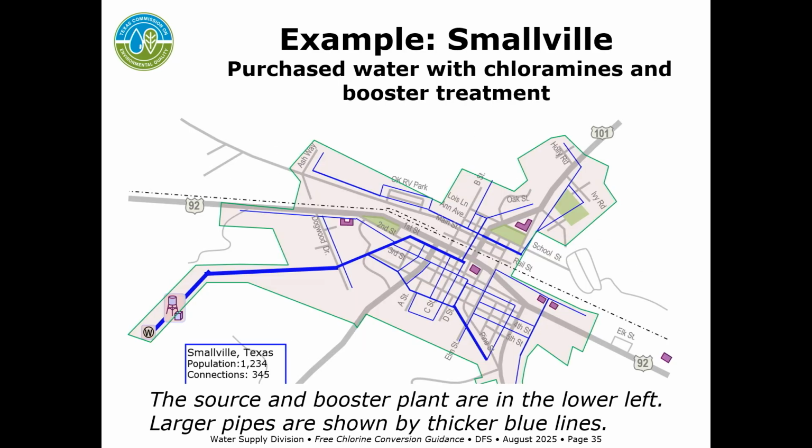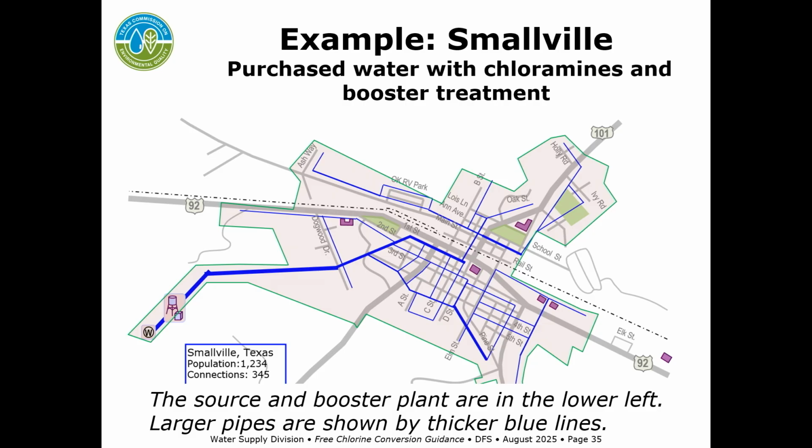All right, I'm going to kind of reiterate everything we just talked about through a series of diagrams of a water system. So in this one, this is a made-up system, Smallville. They've got their source coming in here at the bottom left. They've got some tanks here at the entry point into the distribution system. The pipes in the distribution system are shown in blue. Thicker lines mean they're bigger water lines.